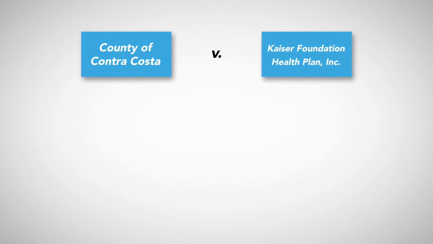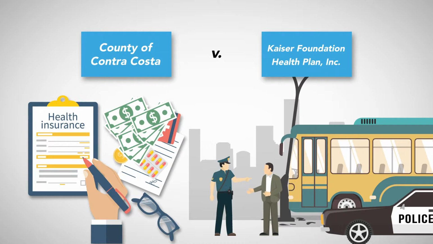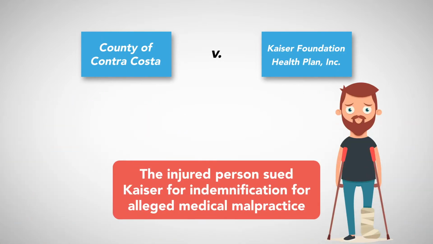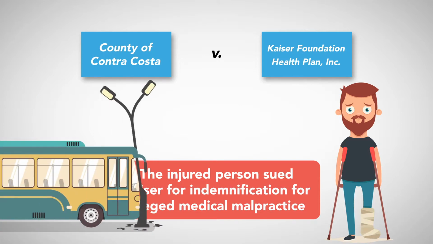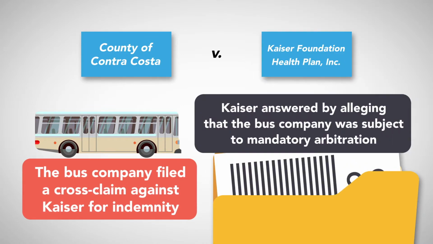Kaiser Foundation Health Plan, Inc., Kaiser, a health insurance company, provided coverage to someone who was injured in a city bus accident. The health insurance policy had included an arbitration clause. The injured person sued Kaiser for indemnification for alleged medical malpractice, and in the same action, sued the bus company for negligence. The bus company filed a cross-claim against Kaiser for indemnity, and Kaiser answered by alleging that the bus company was subject to mandatory arbitration, relying on the preemptive agreement between Kaiser and the injured party.